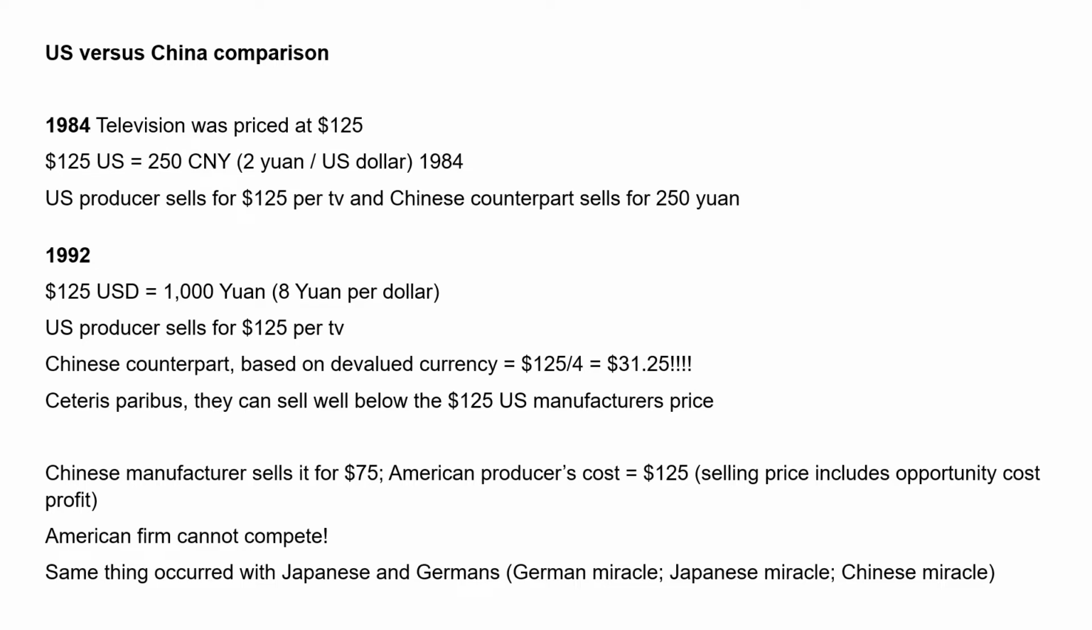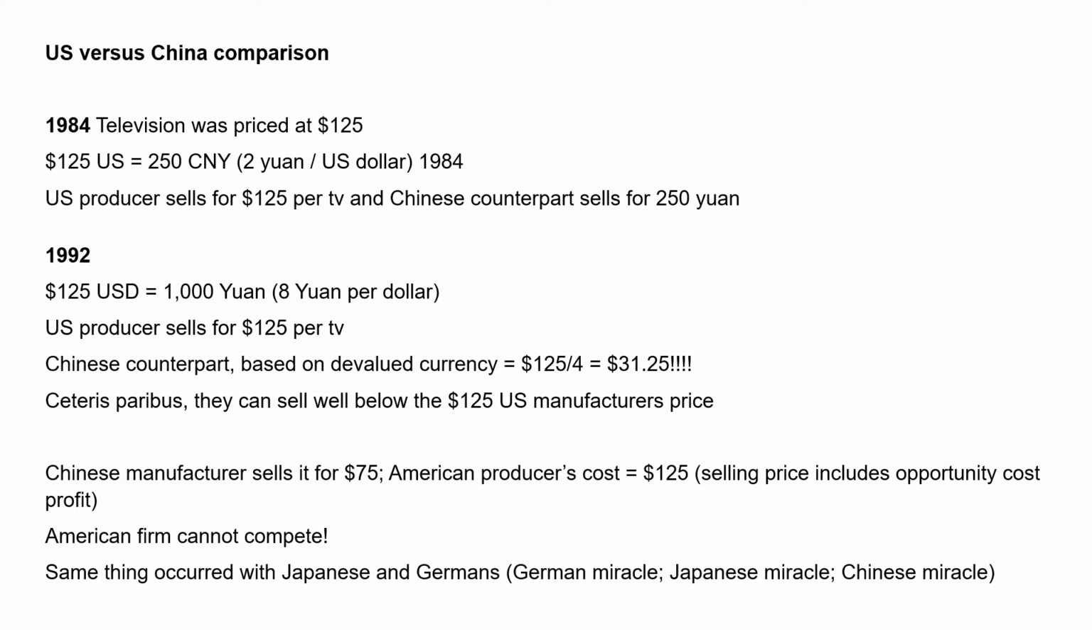The US producer sells for $125 per TV, and the Chinese counterpart sells for the same price, 250 yuan or $125. Fast forward to 1992. The cost of the TV is $125 US, and what's happened is that the yuan has depreciated. So we've gone from 2 yuan per dollar to 8 yuan per dollar. So that $125 US is suddenly 1,000 yuan.